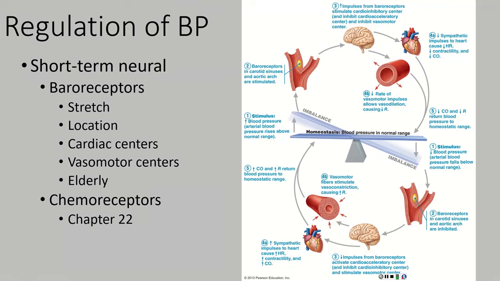I need to deactivate the parasympathetic nervous system. I need to activate the sympathetic nervous system. We get vasoconstriction to raise blood pressure. We get increased heart rate. We get increased contractility to increase cardiac output, raising blood pressure back to normal.